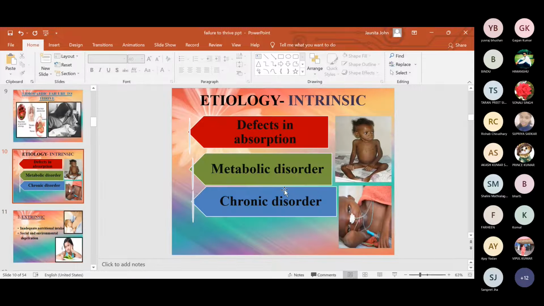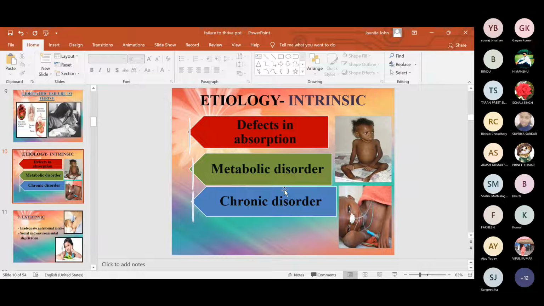Next are other etiologies, which are intrinsic and extrinsic factors. Intrinsic means what is happening within the body. Extrinsic factors mean whatever is happening outside the body.